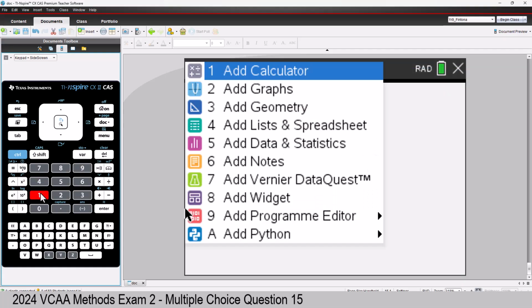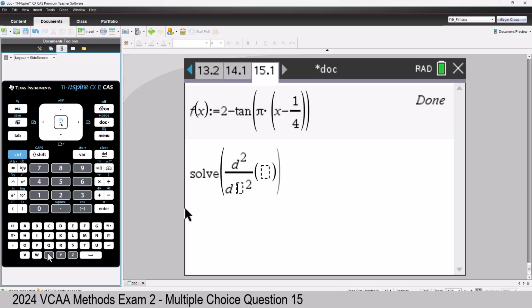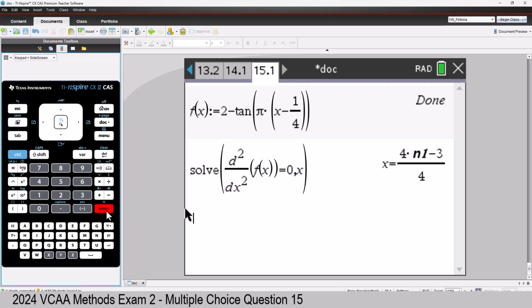In this question, it's going to be more time efficient to define the function, as we need to determine points, not just the x values, and it's always worth checking the graph. So I'll start by defining f of x equal to 2 minus tan of pi times x minus 1 on 4. Now solve. Second derivative of f of x equal to 0, solving for x, and we get a general solution.